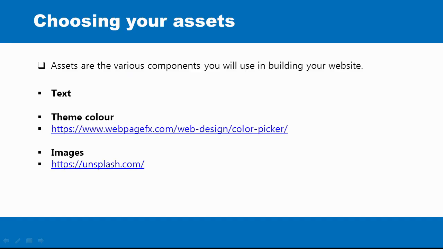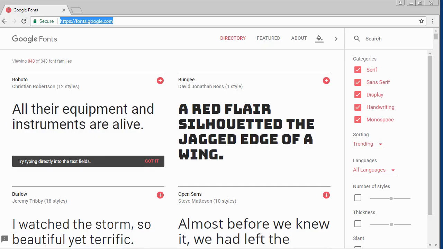Another asset you are going to need is fonts. So you need to know what type of fonts you'll be using for your website. Google has a collection of fonts, quite a big library. So you can go there and just look through the fonts and see whichever one you like. If you do find one you like, you can reference it inside your code editor.